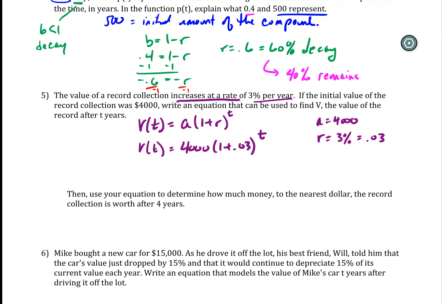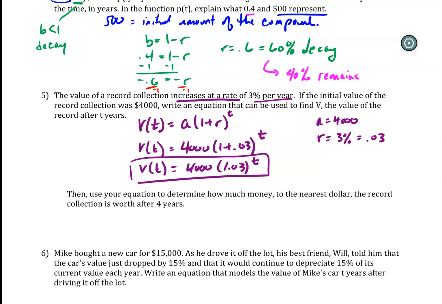And again, we can simplify that by just saying 4,000 times 1.03 to the T, since 1 plus 0.03 is just 1.03. And there we go. We now have a general equation for the growth rate of this collection.